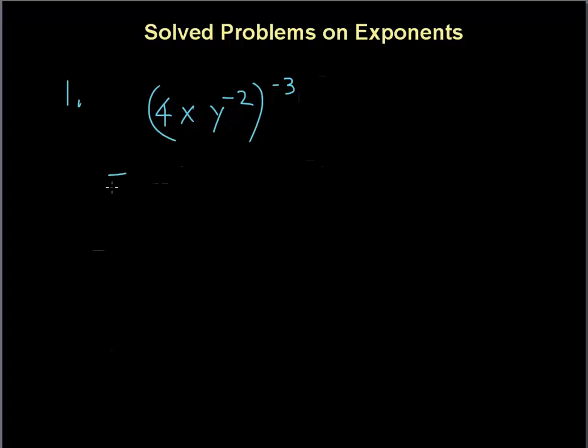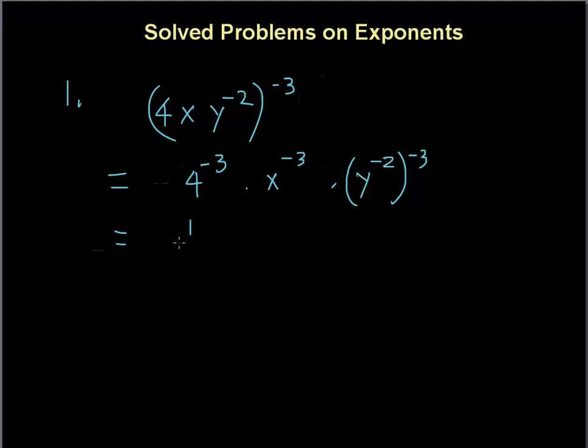Let's solve it. In the next step, we can open up the bracket and apply the power to each of these. So minus 3 on 4, x to the power minus 3, and then y to the power minus 2. I'm just going to write down the bracket here just to make sure that you understand. When we open up the bracket, we multiply the powers.